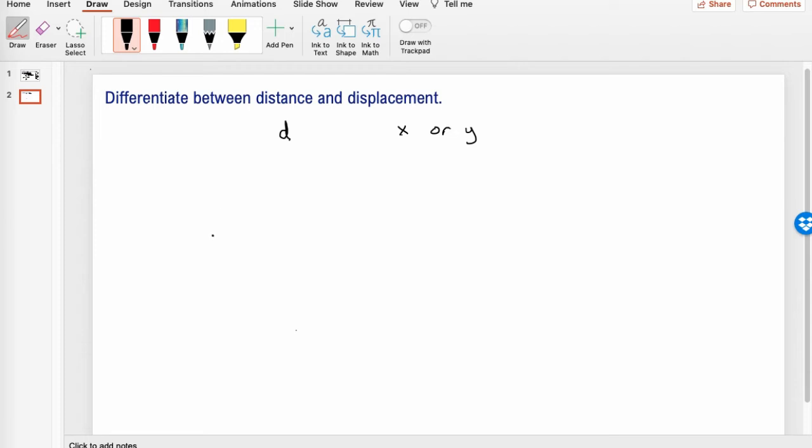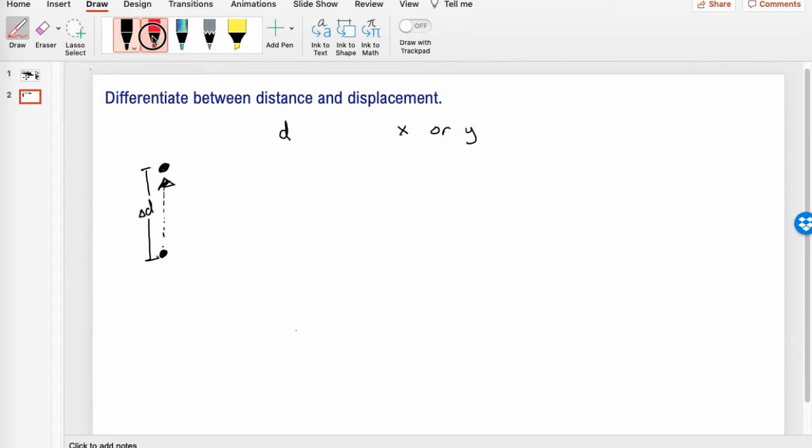Okay, so when we look at something of this nature, let's think about this for just a second. If an object starts here and then it moves in this direction and stops right there, then we can say beyond a shadow of a doubt that all of this right here is the distance that it has traveled. This is the change in its distance.